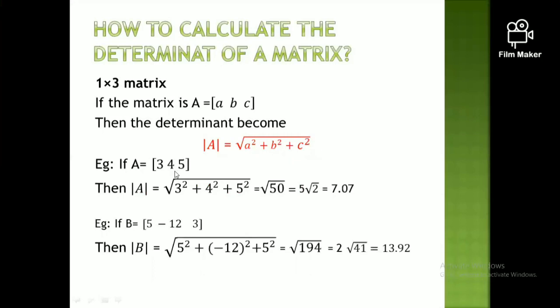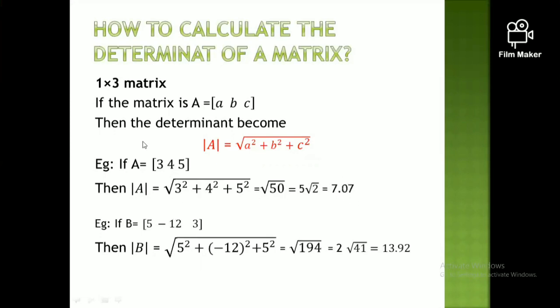Right. So if you get a matrix 3, 4, 5, the modulus you can find by the formula 3 squared plus 4 squared plus 5 squared. That is 3 squared is 9, 4 squared is 16, 5 squared is 25. If you add them together, that turns up to the square root of 50. The square root of 50 is 5 root 2. If you calculate the square root of 50, you will get the answer 7.07.